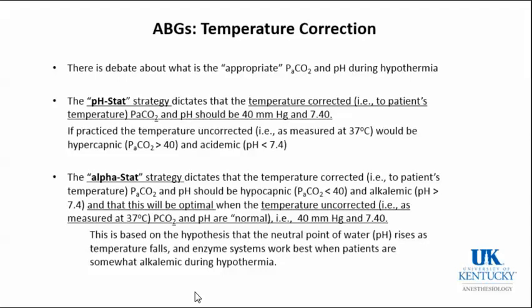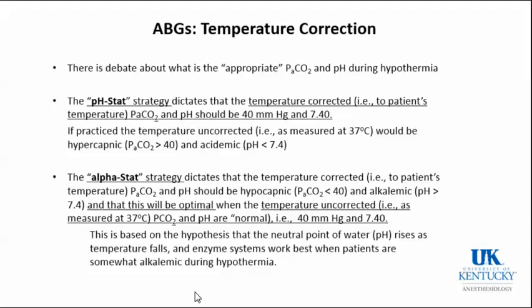Now, what really makes it confusing, I think, to everyone is what is the appropriate PCO2 and pH during induced hypothermia. And this is what makes it very complicated, because if the question is, what is the patient's blood gas at their temperature? Of course, you should use temperature-corrected gases to find out what's going on in the patient at their actual temperature. But the next question is, what do you want it to be when the patient is hypothermic? And unfortunately, there's no absolute right answer.